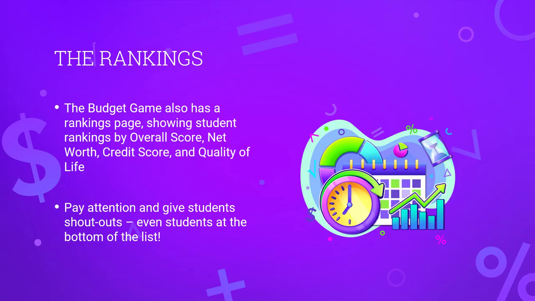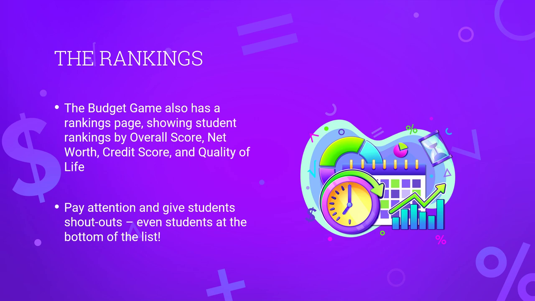The first is by overall score, which is a metric that is based on how well these students have been following good personal finance recommendations. The second is net worth. Now, net worth is not actually figured into any of the scores in the game, but a lot of students just want to see how they're doing in terms of their net worth compared to the rest of the class. And so we have that available too.